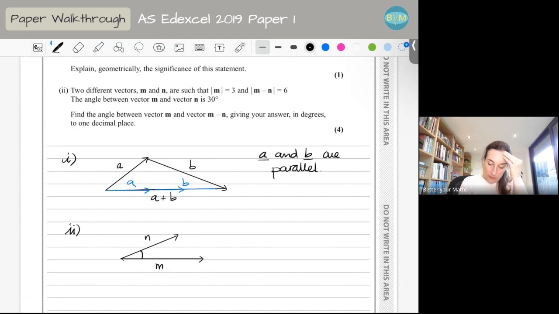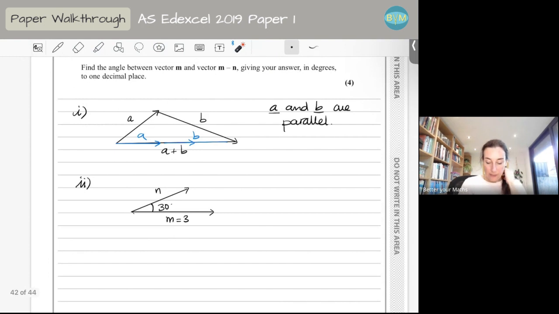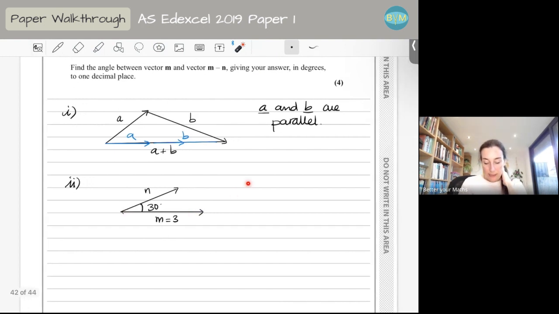The angle between them is 30 degrees. M is 3, so the magnitude of this one is 3. And then I have m minus n. When I subtract vectors, I just add the negative one. So if I'm doing m plus n, I would do it this way. But if I'm doing m minus n, I'm just going in the negative direction of n. So I am doing m plus minus n, if that makes sense.